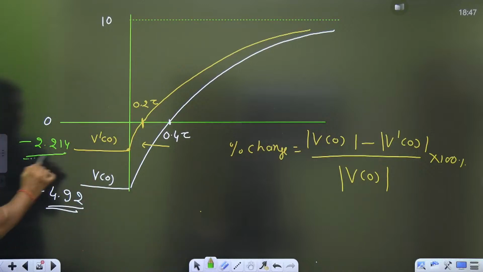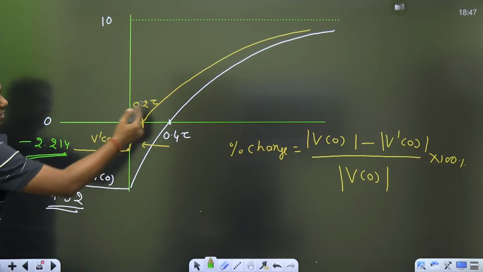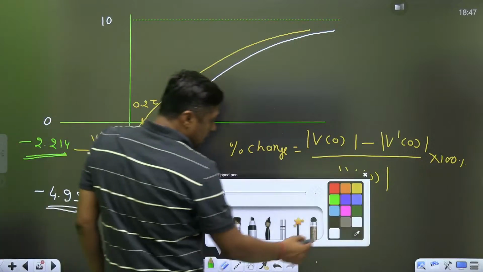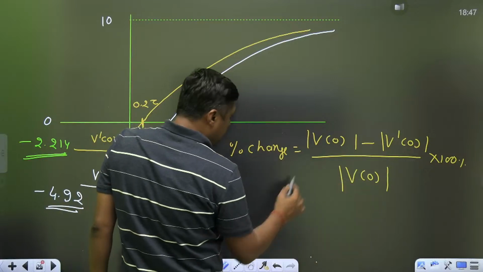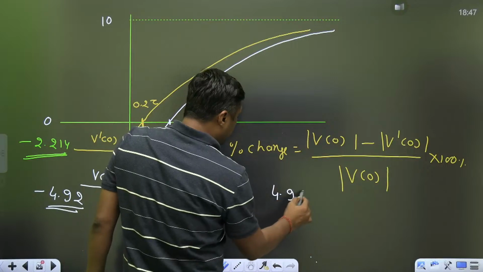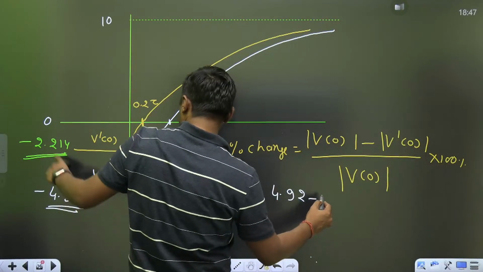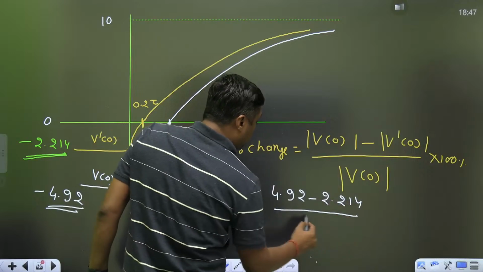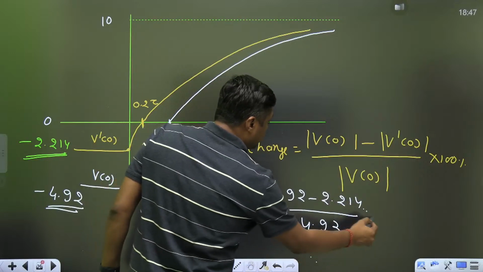Yes. The magnitude of the second case is less than the magnitude of the first case, but both are negative, and that's why when they are charging, they will cross the zero line. Can we use this formula now? What is the V dash 0? What is the magnitude? 4.92. What is the magnitude in second case? 2.214. 2.214 upon what? 4.92 into 100%.